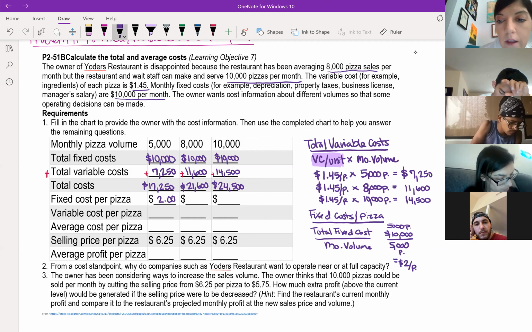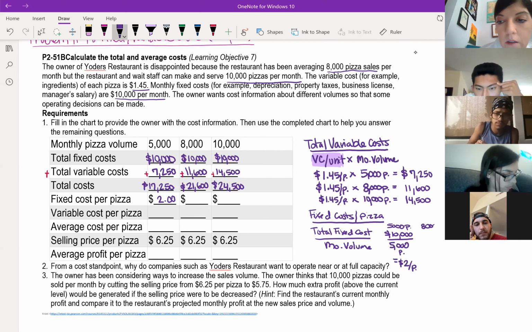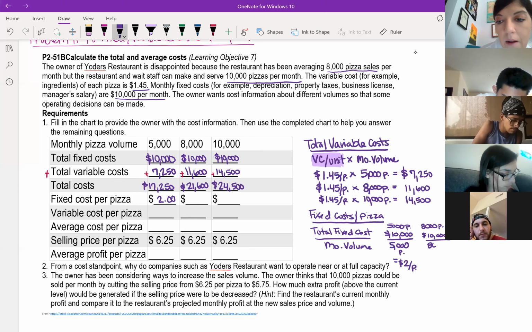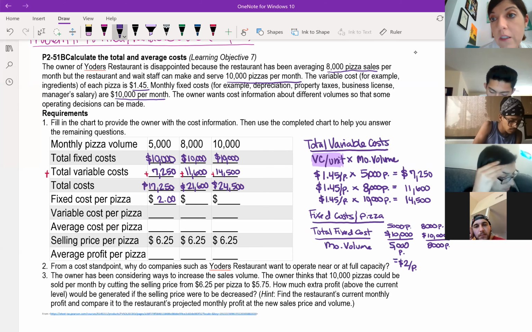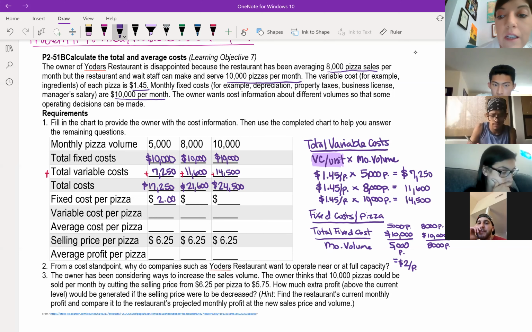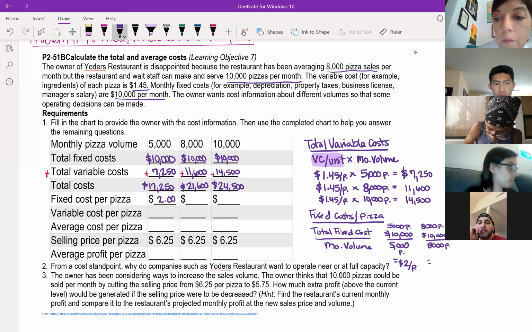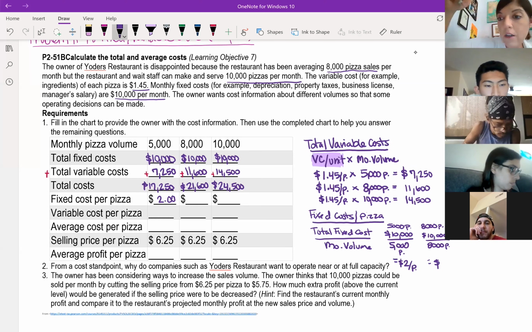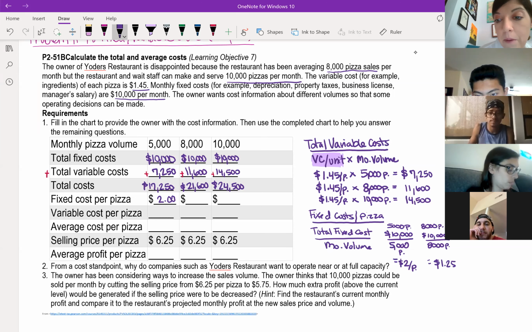When I sell 8,000 pizzas, I still incur $10,000 in fixed costs, right? Now I'm going to divide that by 8,000 pizzas. So more pizzas. So what's going to happen to that fixed cost per pizza? It's going to get smaller. A decrease. It's an inverse relationship. An increase in volume decreases the fixed cost per unit. So on a per unit basis, it's now only $1.25 per pizza.